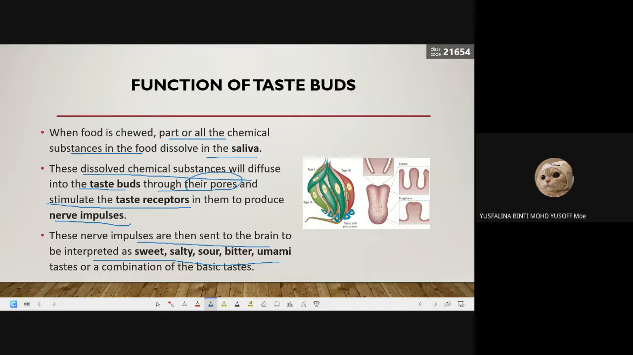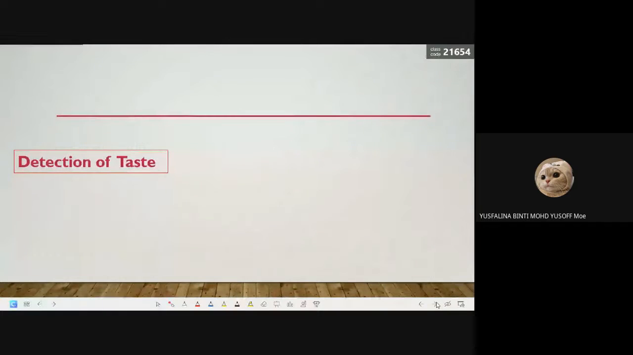So this chemical substance makes your tongue feel kind of hurt, but your brain interprets it as a spicy sense. So this chemical substance can make your tongue feel like it's hurt, but your brain interprets that hurt as actually the spicy food. Okay, detection of taste.